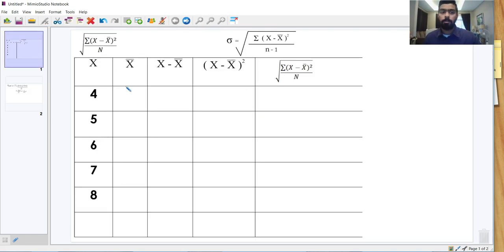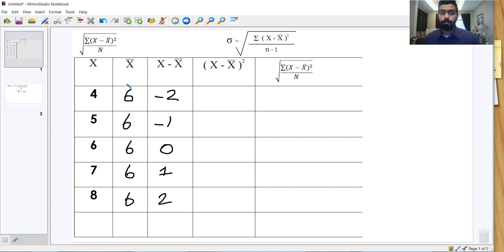Let us go and plot it here. For this column, we tabulate 6, 6, 6, 6, 6. This is the mean value, guys. For the next one, we take the value of X and subtract the mean value. So 4 minus 6 gives us negative 2. 5 minus 6 gives us negative 1. 6 minus 6 gives us 0. 7 minus 6 gives us 1. And 8 minus 6 gives us 2.